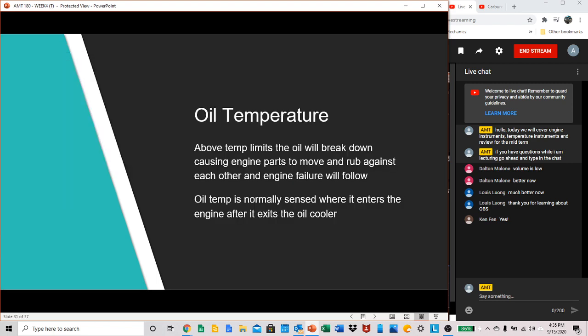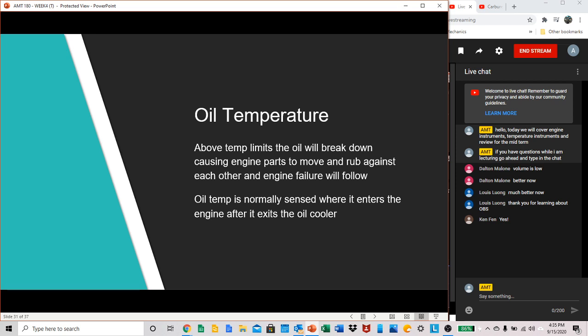And lastly, we'll go through oil temperature. Above temperature limits, the oil will break down, causing engine parts to move and rub against each other, and engine failure will follow. Oil temp is normally sensed where it enters the engine after it exits the oil cooler.